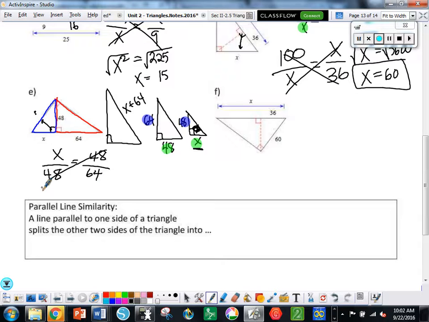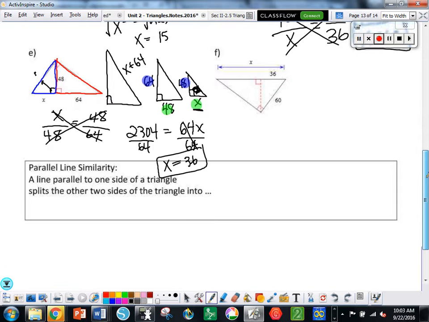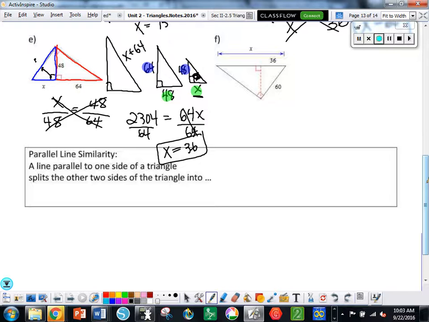48 times 48 is a big number. I don't know what it is. What is it? 2304 equals, cross multiply here, 64x. Okay, we're going to move on so we have time to work on the homework, and then I can answer your questions individually if you still have them for that section. That's the hardest part of today. After that part, everything gets a lot easier.